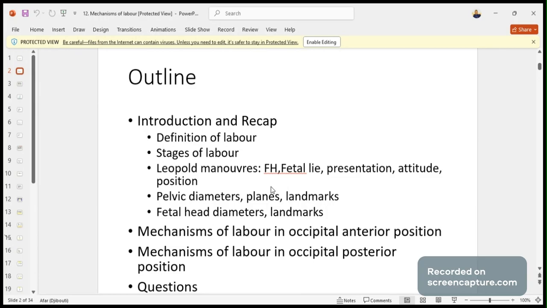Leopold maneuver, that we had already initially checked on when you were handling focused antenatal care. Today we're going to check on Leopold maneuver as well. We're going to check on the things which constitute the Leopold maneuver. We have Leopold maneuver 1, 2, 3, up to 4. So we're going to check to see the fundal height, the fetal lie, presentation, the attitude, and the position of the baby. Okay. Pelvic diameters, planes and landmarks.